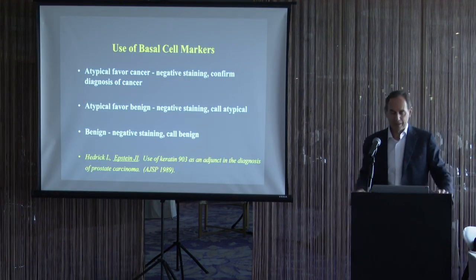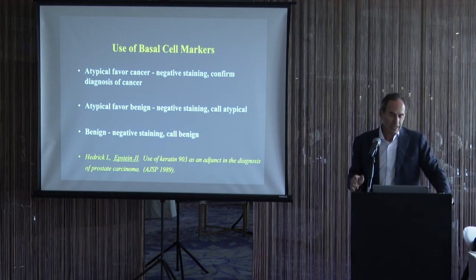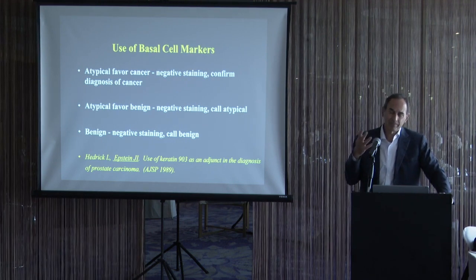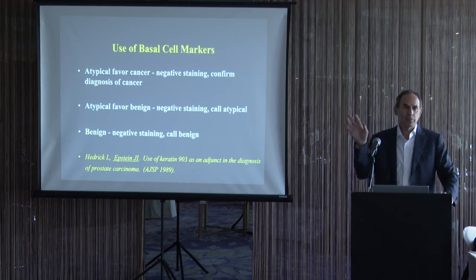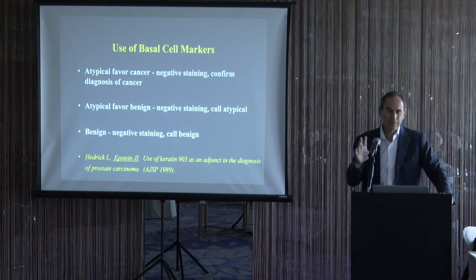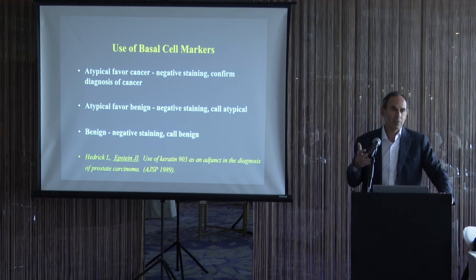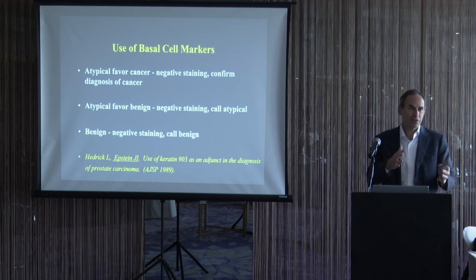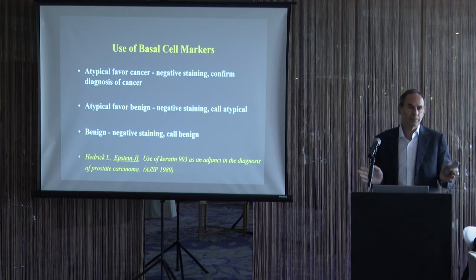So let me explain a little bit, and you'll probably get a sense of how I use basal cell markers. If I see something atypical and I favor it's cancer, maybe I'm 90% sure it's cancer, but not 100%. If the basal cell stains are negative, that gives me that extra 10% to be able to call it cancer. If I see something atypical, but I'm favoring it's benign and it's negative, I might end up calling it atypical. I probably won't call it cancer. If something's benign, I don't do the stains, but often in my consults, for example, if I see something benign and it's negative staining, I still call it benign.